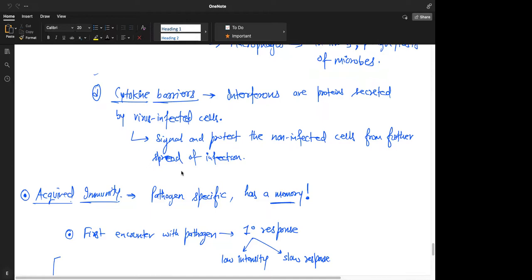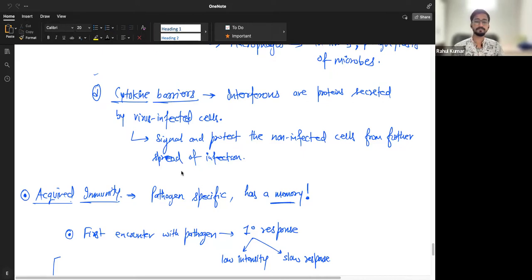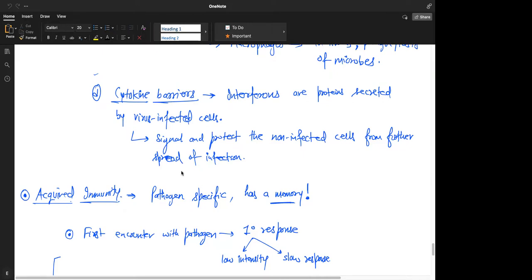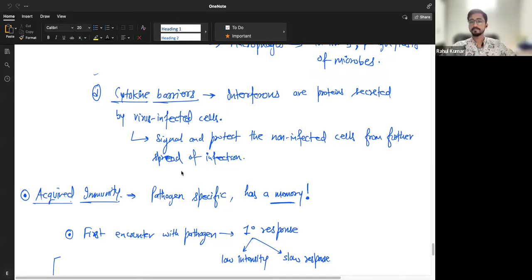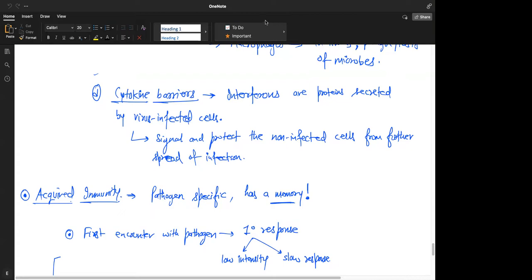And then there's acquired immunity. It is pathogen specific and it has memory. When the body encounters a pathogen for the first time, it produces a response known as the primary response, which is low intensity and slow. When the second encounter comes, it's a faster and high intensity response because the body knows where to attack and how to attack.